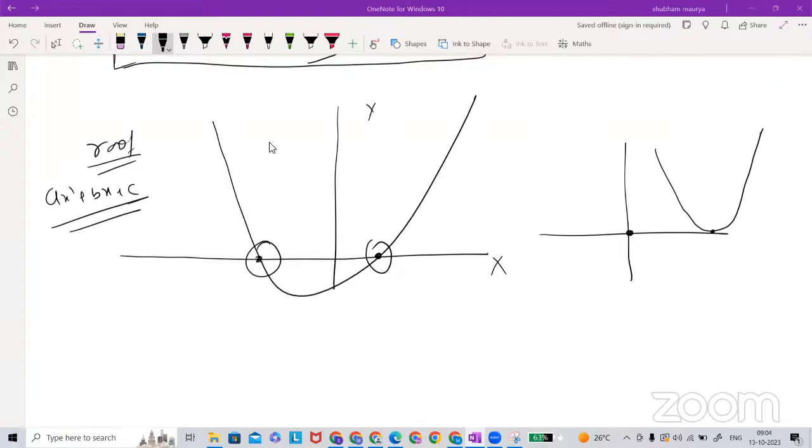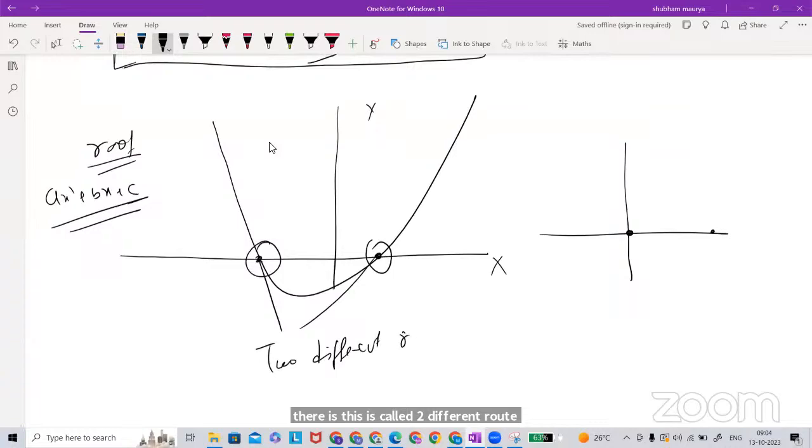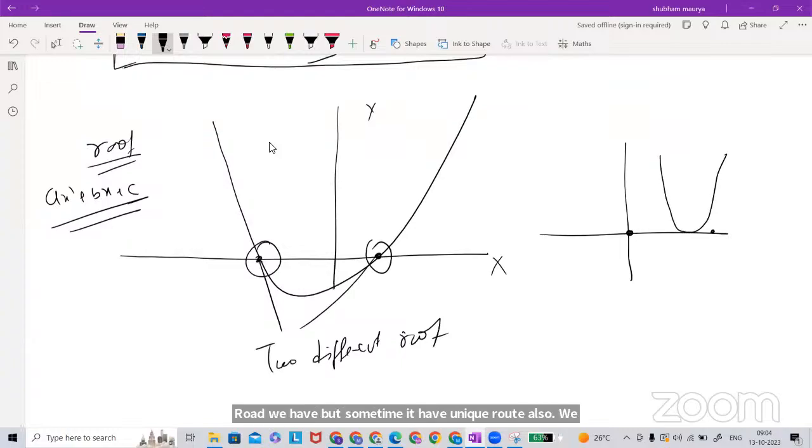Okay, let's continue. Just got a call. So there are two, this is called two different roots we have. But sometimes it has a unique root also, which is possible only for a similar case. Only one root is possible when it touches the x-axis. See, this one.